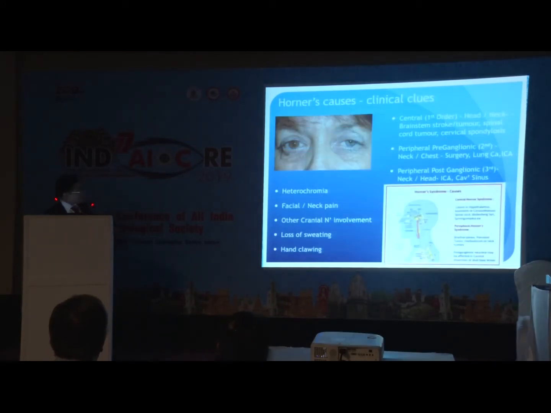The other important feature is if it's a long-standing Horner's, you'll also get heterochromia. As you can see in this patient, you can see the difference in the iris, and also you can see the ptosis on the left side.